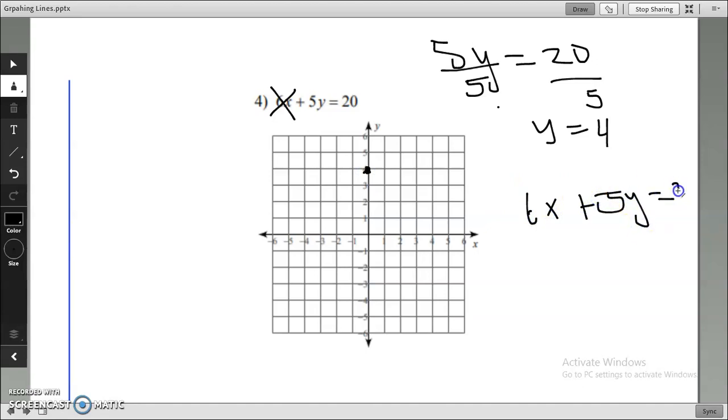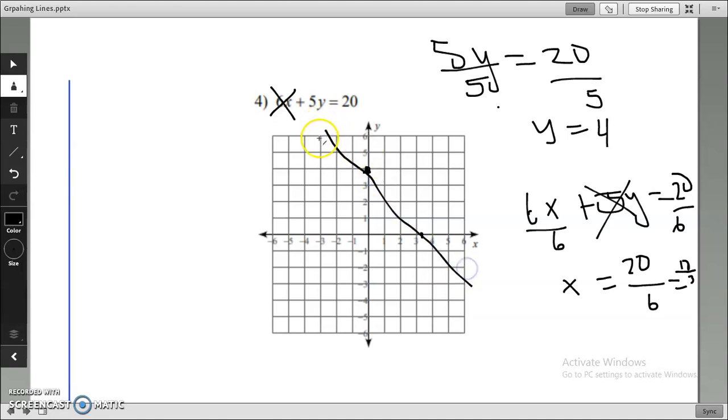The next one, I have 6x plus 5y. This is the same equation. I'm writing it over. I hope you understand that. I am going to get rid of my y, looking for my x-intercept. So divide by 6 on both sides. And I get x is equal to 20 over 6. If I reduce that, that's 10 over 3. And it's around 3. So it's right here. And I can graph that. Should be a straight line, but I am using my finger, so I apologize.